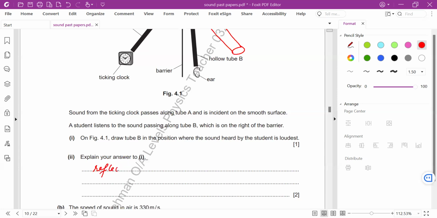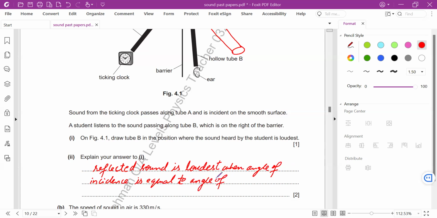Explain your answer. The reflected sound is loudest when the angle of incidence is equal to the angle of reflection.